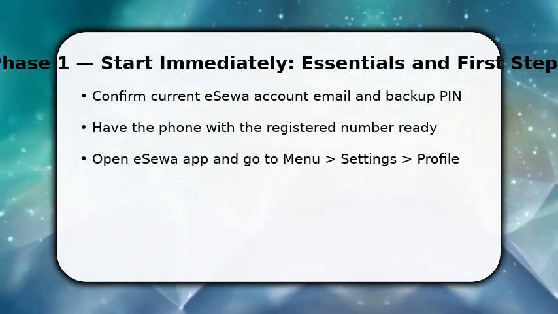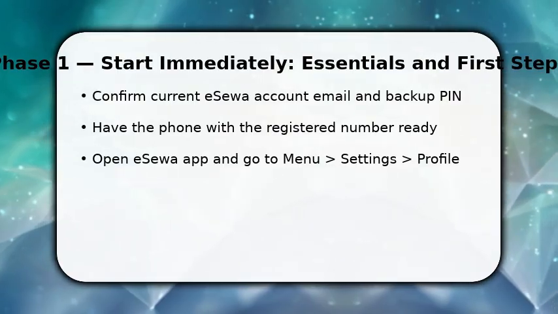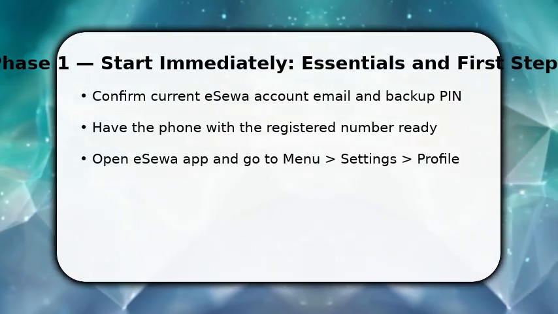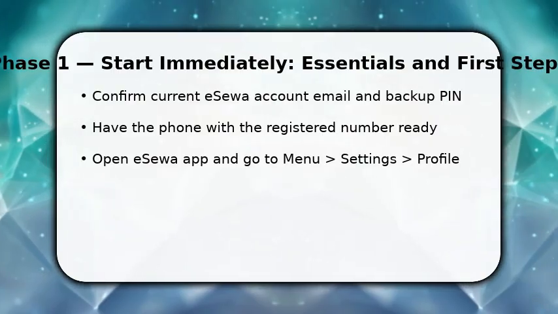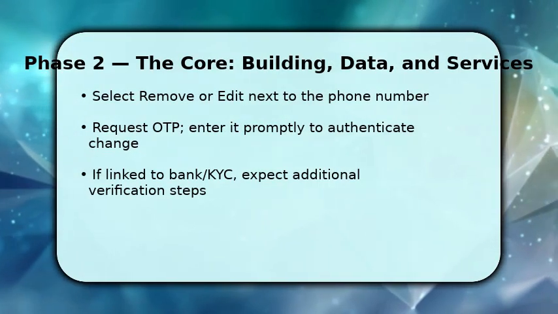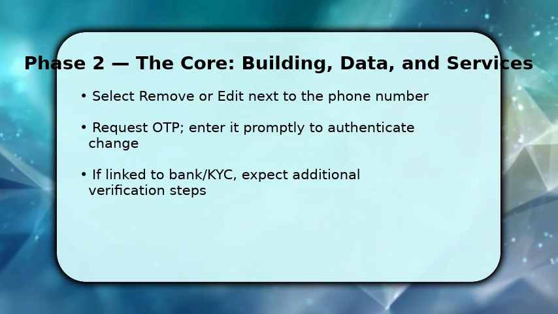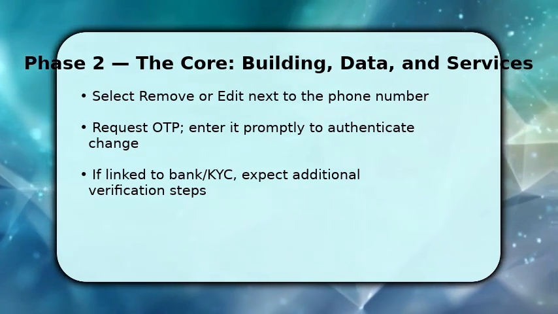Make sure you have a working internet connection and the latest app version because older versions may hide account options. Now tap Phone or Contact. You selected Remove. Next, the app sends an OTP to the registered number. Enter it immediately because OTPs time out.